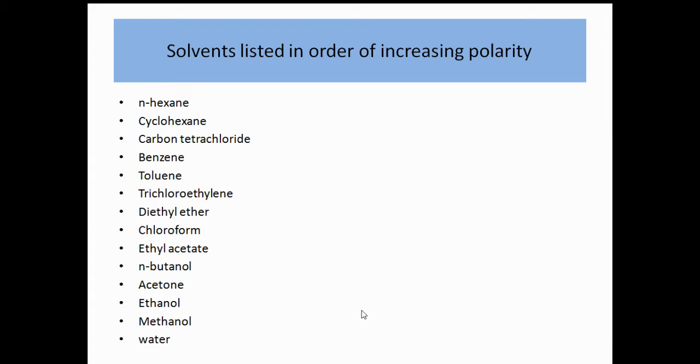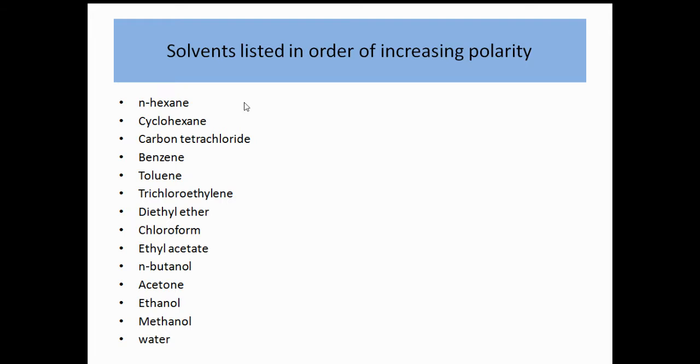Now, what are the solvents that we take as a mobile phase in paper chromatography? This is the list of solvents in increasing order of their polarity. We generally start from non-polar solvents: n-hexane, cyclohexane, carbon tetrachloride, benzene, toluene. All these are non-polar. Slowly the polarity increases, so after that we generally take diethyl ether. Then we start increasing the polarity by taking chloroform, ethyl acetate, then alcohols, acetone, and the highly polar solvent is water.